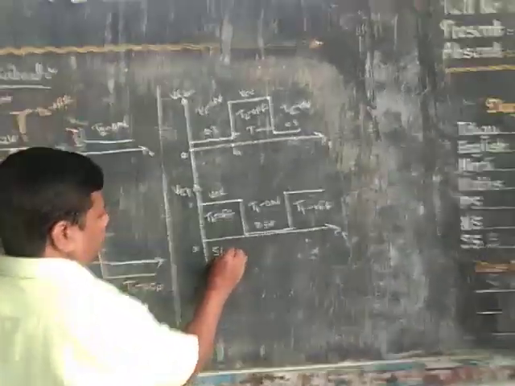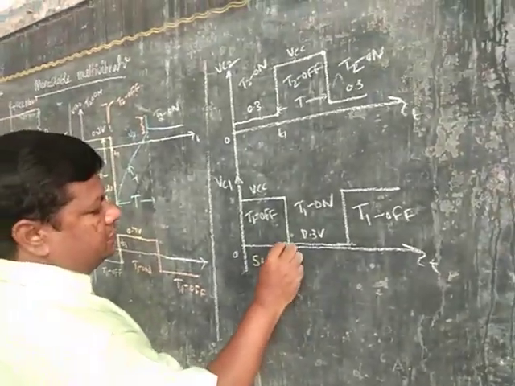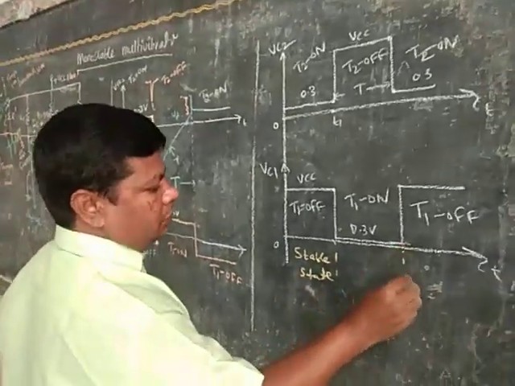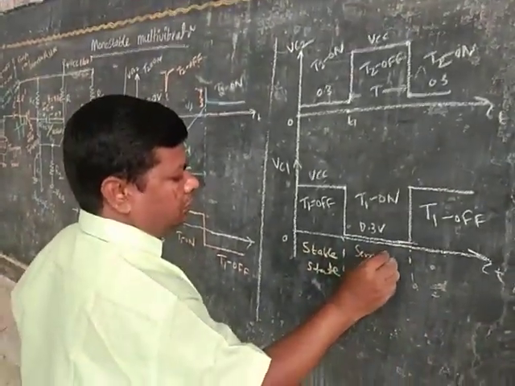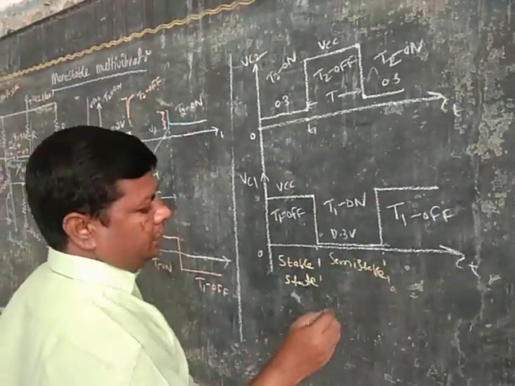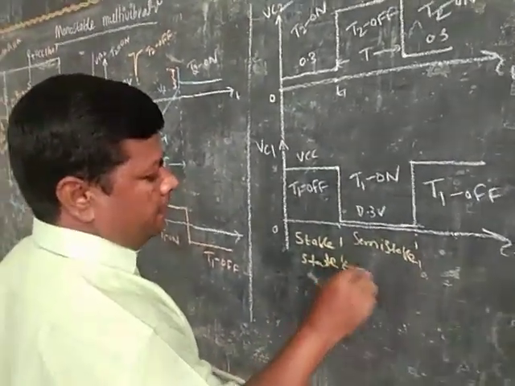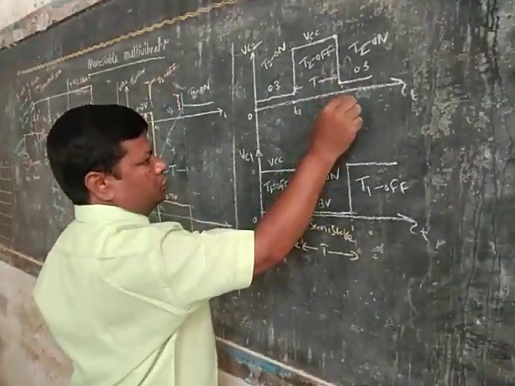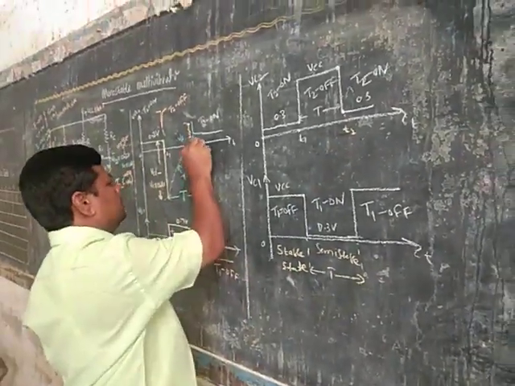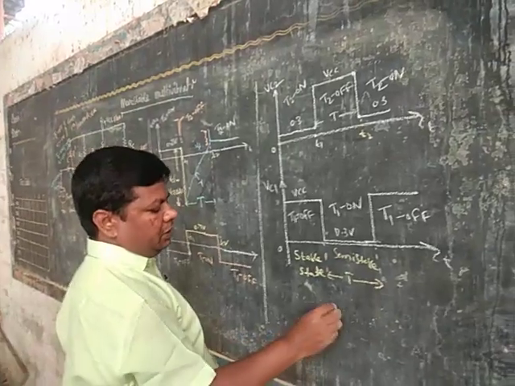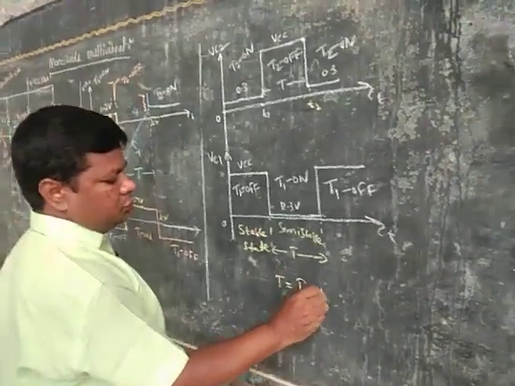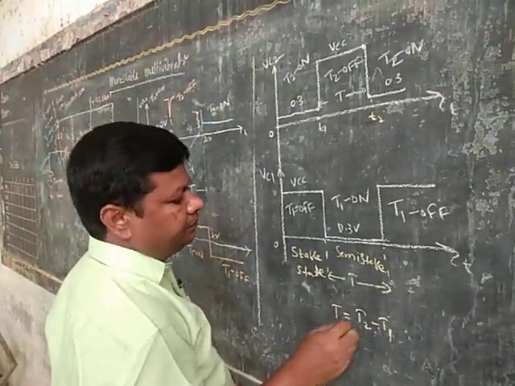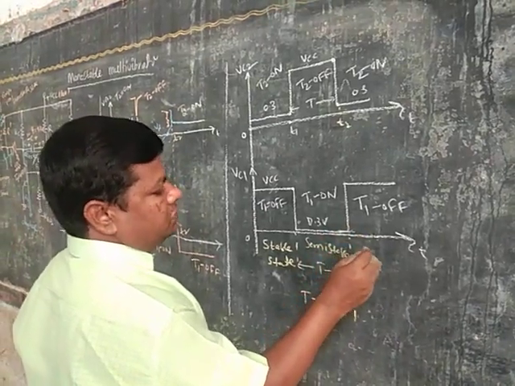This is the stable state, from 0 to T1 is the stable state. The semi-stable interval is capital T. Capital T we can take as T2 minus T1. Here it is T2, here it is T1, and capital T is equal to T2 minus T1. After capital T time interval, again it will come back to its original stable state.